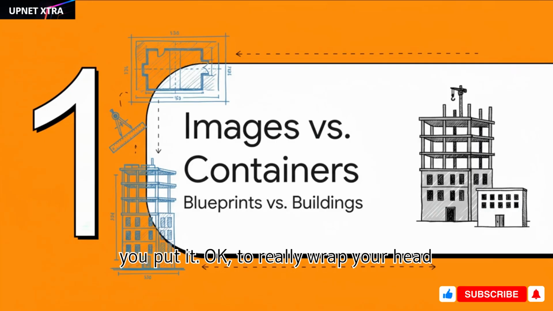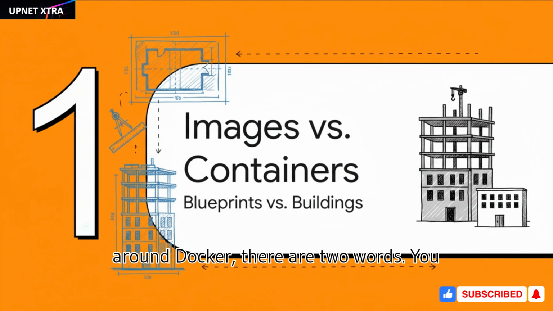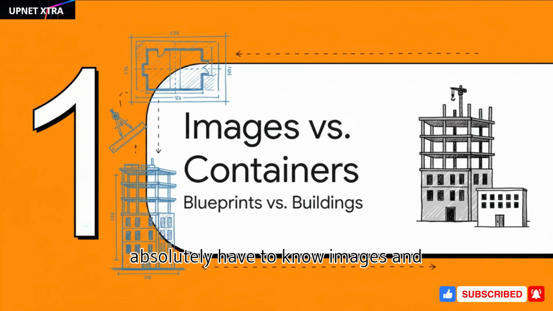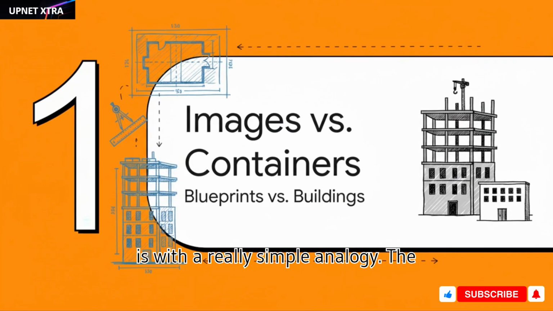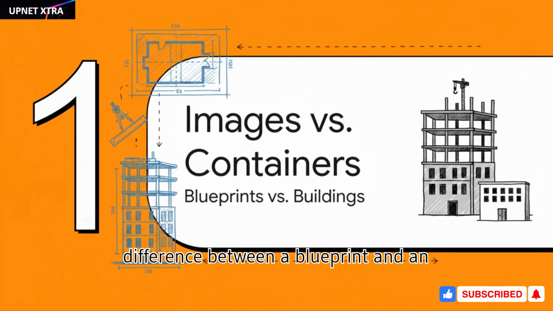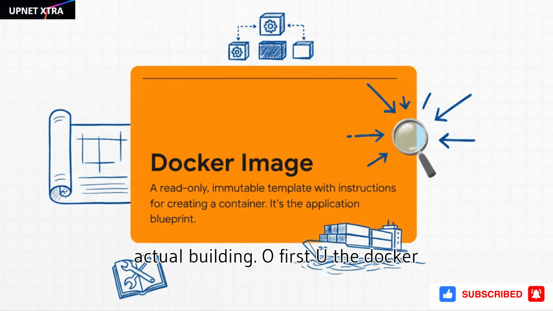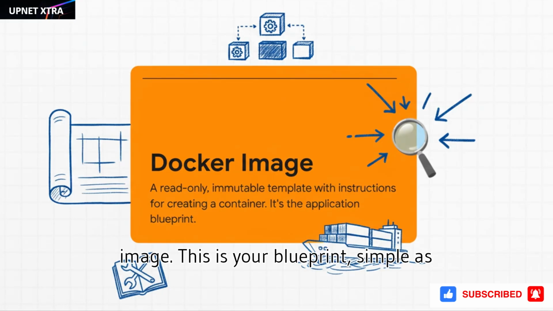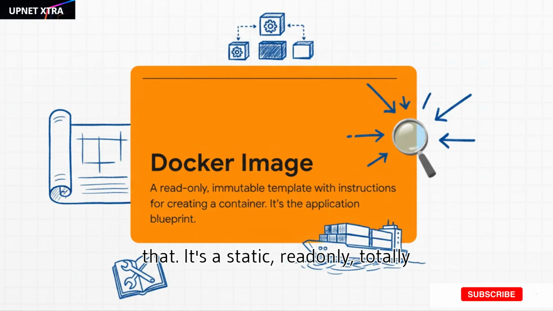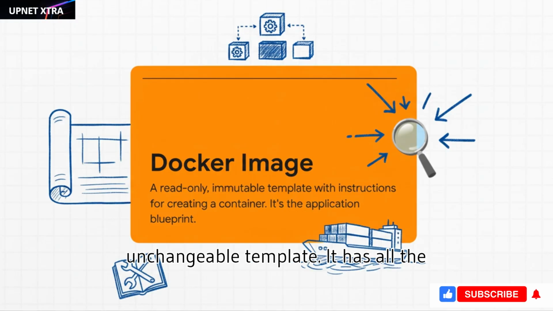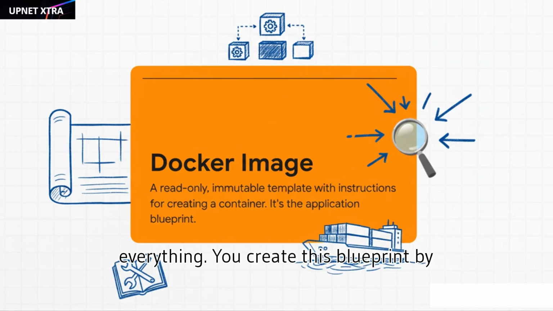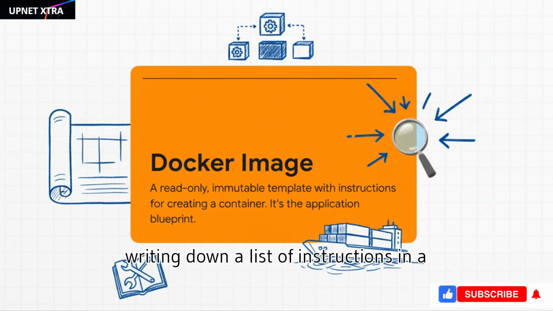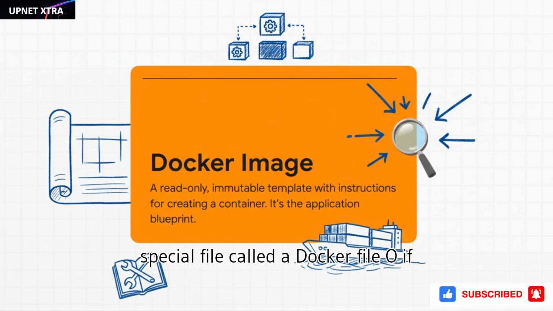Okay, to really wrap your head around Docker, there are two words you absolutely have to know: images and containers. And the best way to think about them is with a really simple analogy: the difference between a blueprint and an actual building. So first up, the Docker image. This is your blueprint. Simple as that. It's a static, read-only, totally unchangeable template. It has all the instructions and materials needed to run your app: the code, the tools, everything. You create this blueprint by writing down a list of instructions in a special file called a Dockerfile.